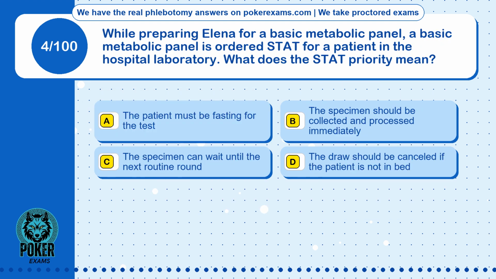Question 4. While preparing Elena for a basic metabolic panel, a basic metabolic panel is ordered stat for a patient in the hospital laboratory. What does the stat priority mean? Option A. The patient must be fasting for the test. Option B. The specimen should be collected and processed immediately. Option C. The specimen can wait until the next routine round. Option D. The draw should be cancelled if the patient is not in bed.